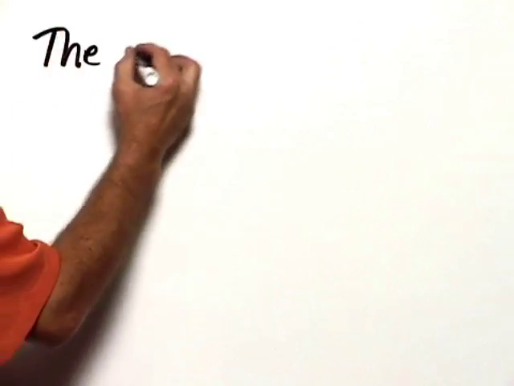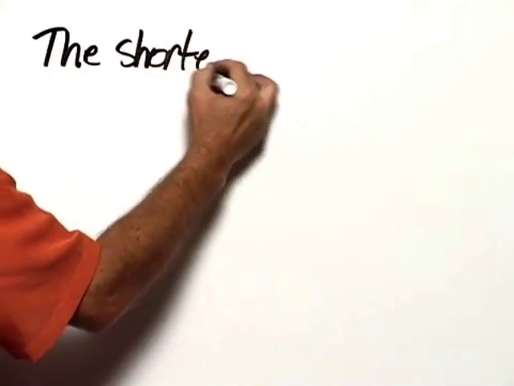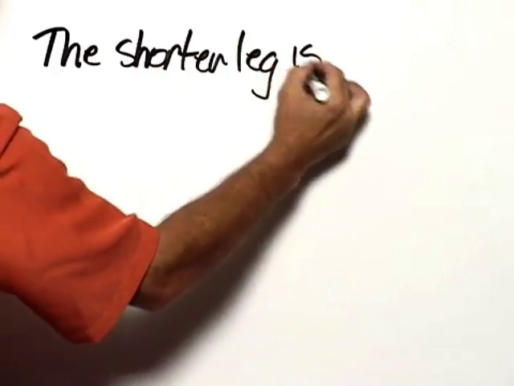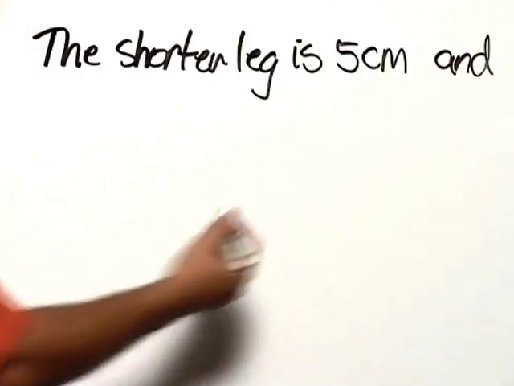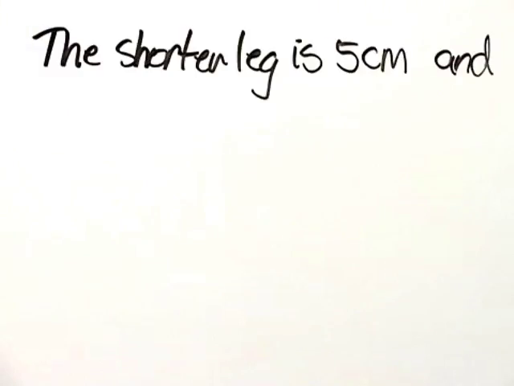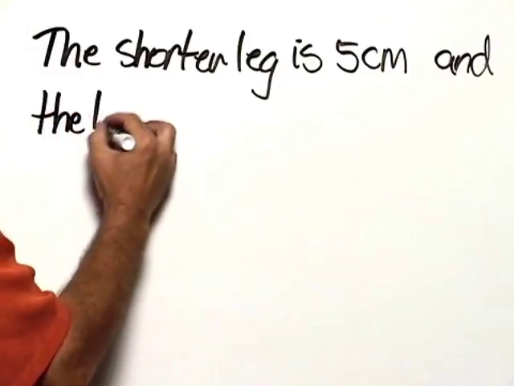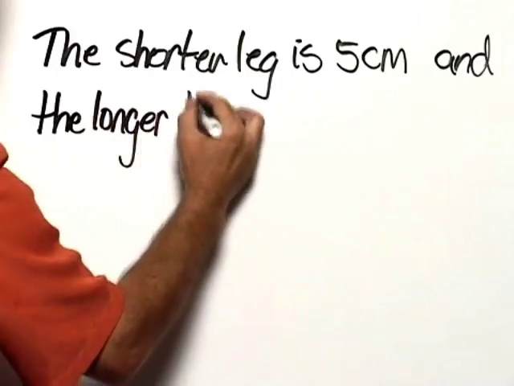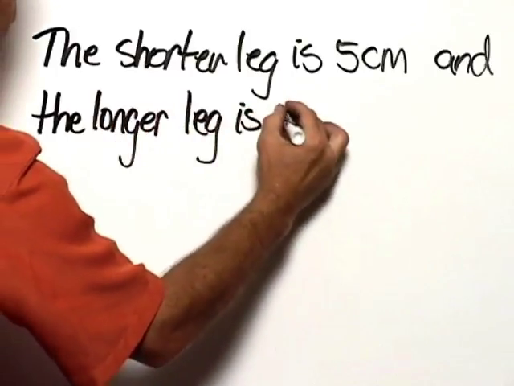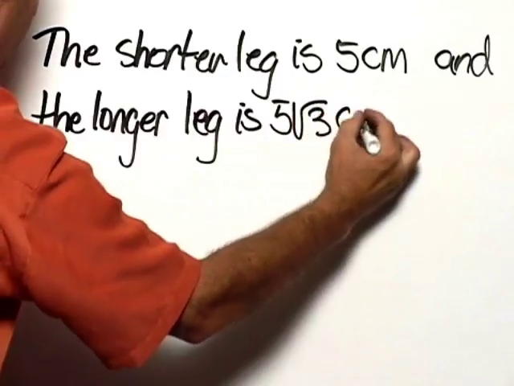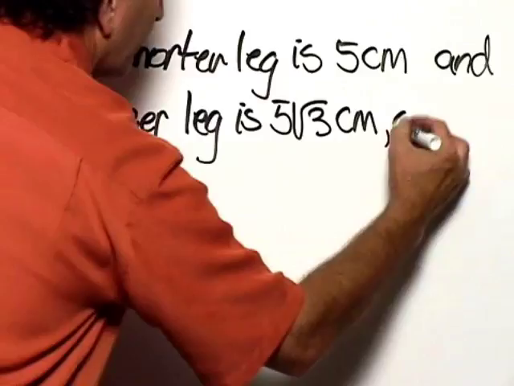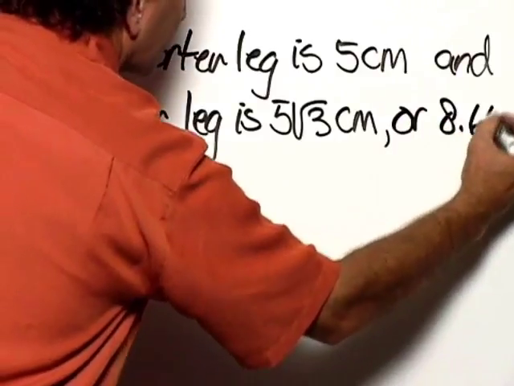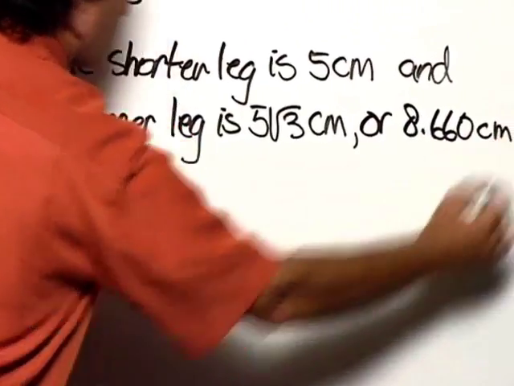So let's write the solution. The shorter leg is 5 centimeters, and that's an exact answer. We don't need to approximate it. And the longer leg is exactly 5 square roots of 3 centimeters, or if we approximate that, 8.660 centimeters.